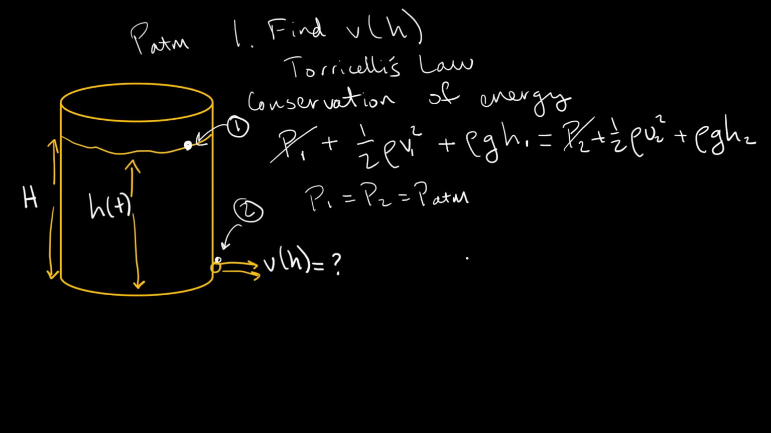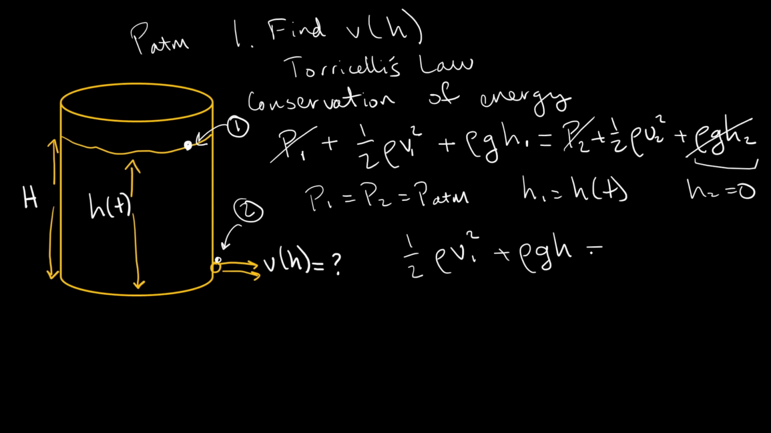The second term that we can simplify here is this term right over here. The height h1 is just going to be equal to our h as a function of t. So we can say that h1 is equal to h as a function of t. And then this term over here, let's say that our leak is essentially right at the bottom of the tank. So then we can say that h2 is equal to 0. So that'll get rid of this term as well. So what we're left with at this point is 1/2 rho v1 squared plus rho g h is equal to 1/2 rho v2 squared.